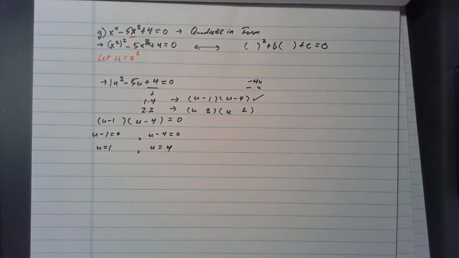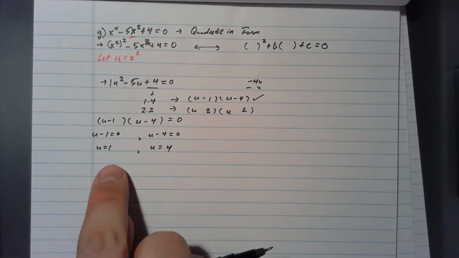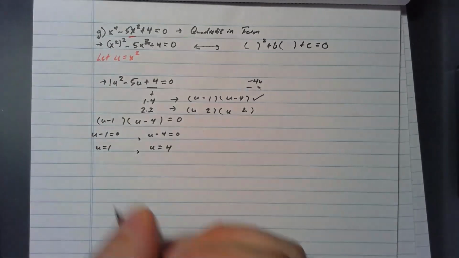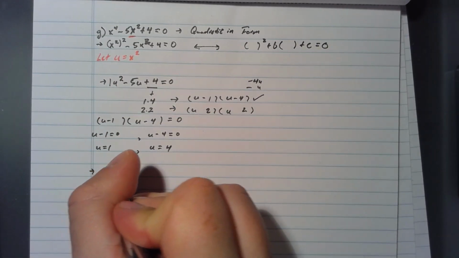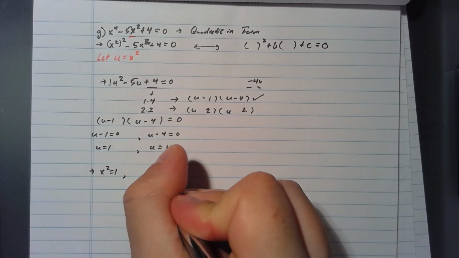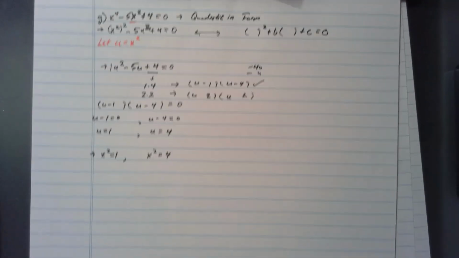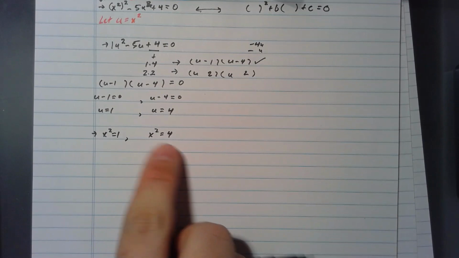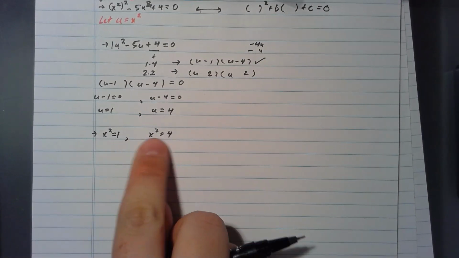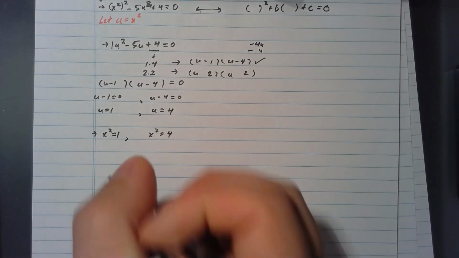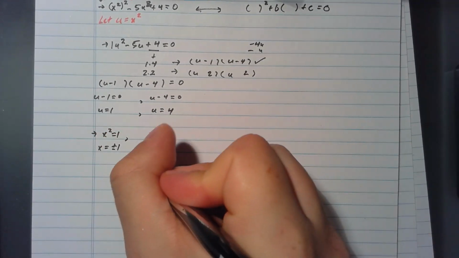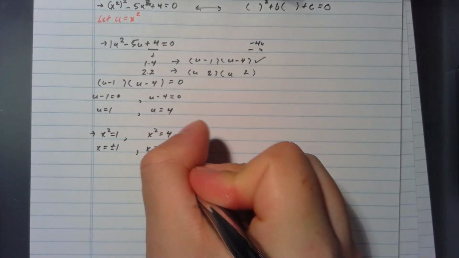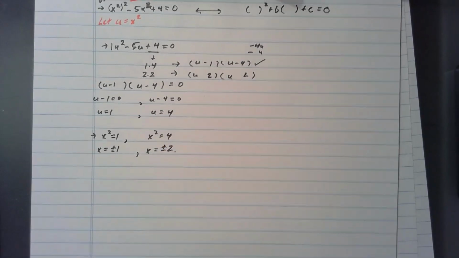Now I'm not done because my original equation was in terms of x, not u. So now I could replace u with x squared. So now I have x squared equals 1 and x squared equals 4. Now I could solve these equations. Take the square root for each one. Take the square root here, you're going to get x equals plus or minus 1. x equals plus or minus 2.